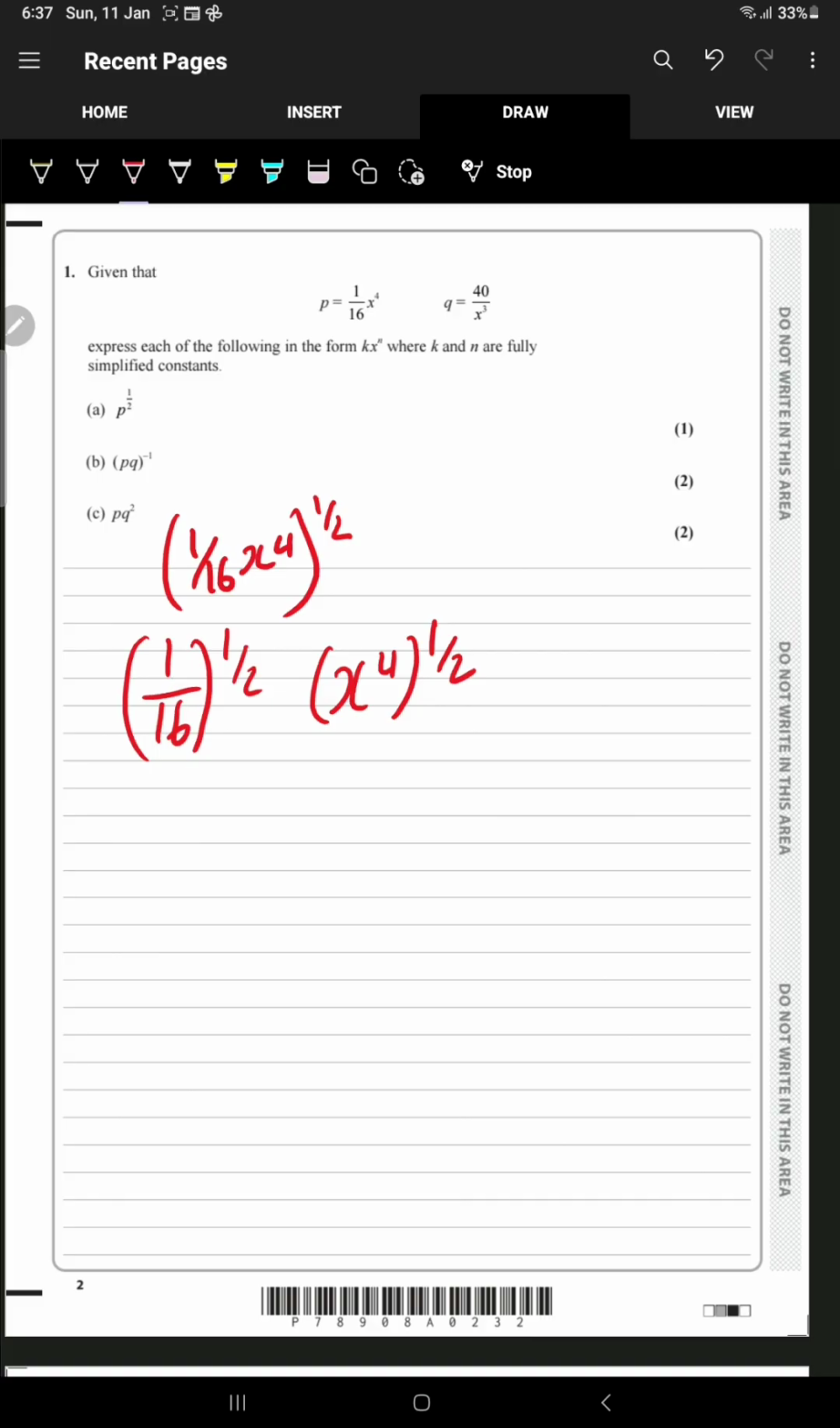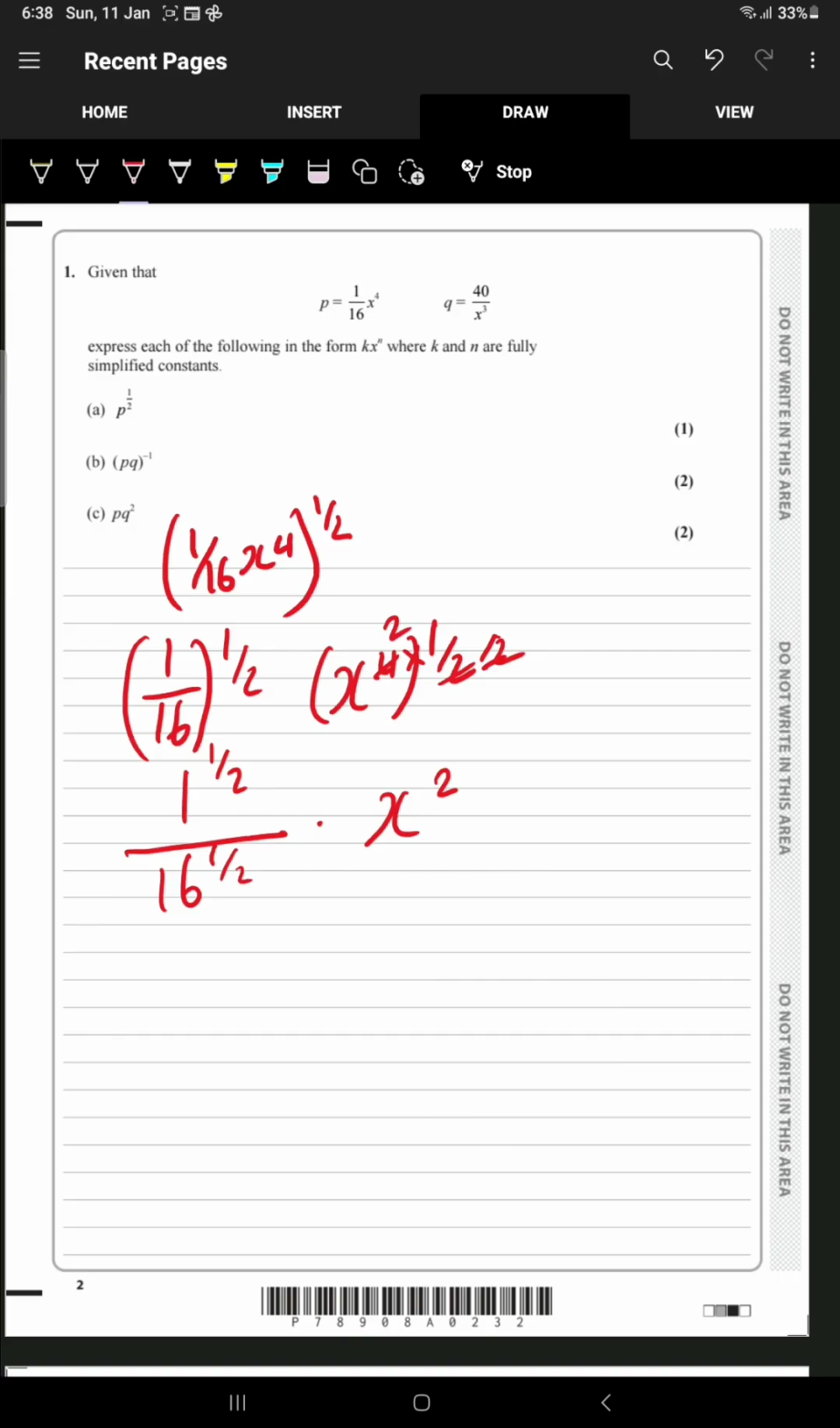So this is basically going to be 1 to the power of a half over 16 to the power of a half, times x to the power of 4 times to the power of half. Here we have to multiply the powers. So 4 times a half is 2. 2 ones are 2, 2 twos are 4. So x is going to be to the power of 2.